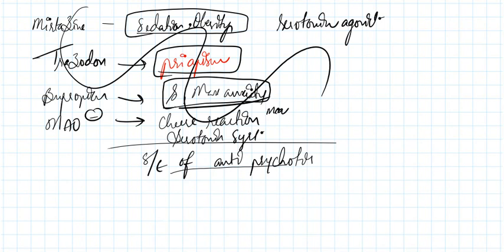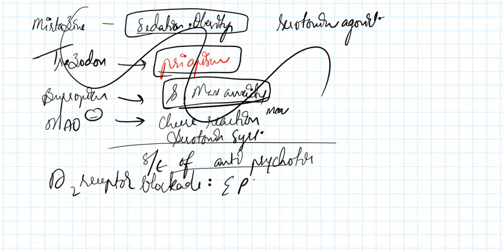Yeah, for example, if there is D2 receptor blockade, right? If there is D2 receptor blockade, so what all things will you observe? If there is a D2 receptor blockade, you will see some extrapyramidal symptoms as well.